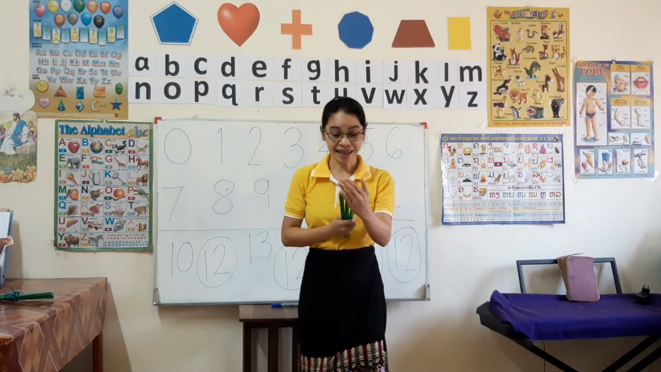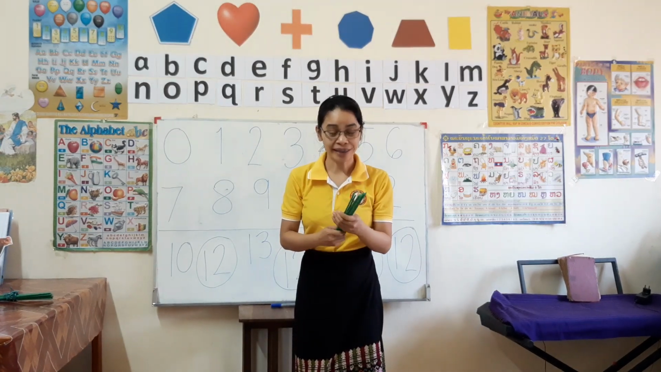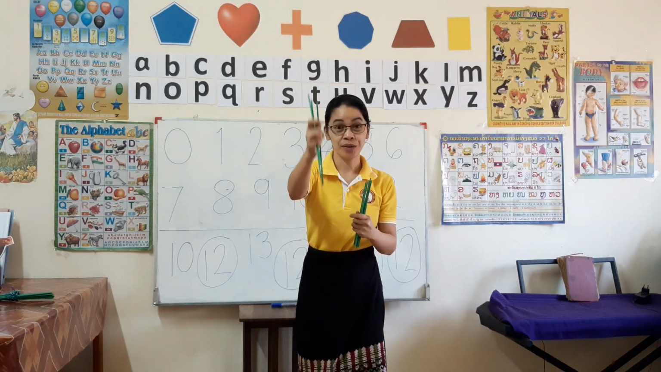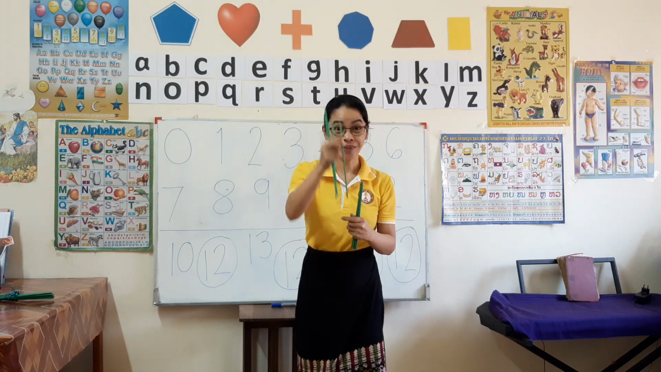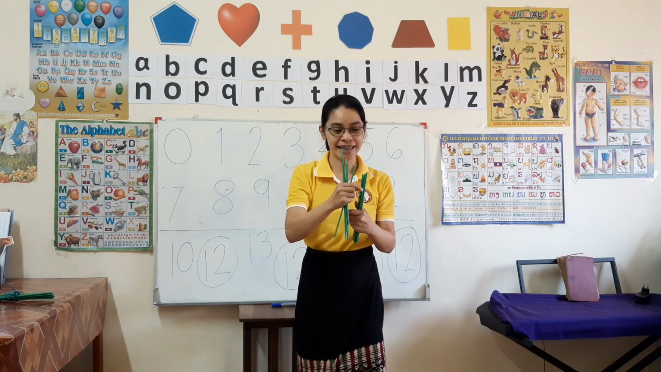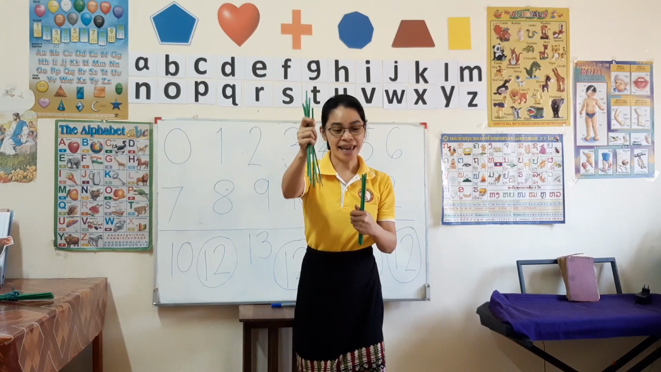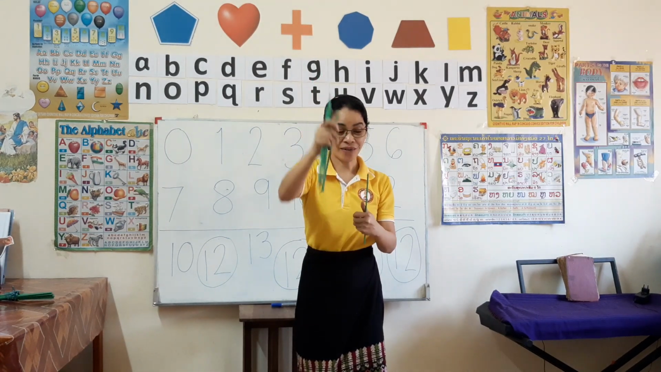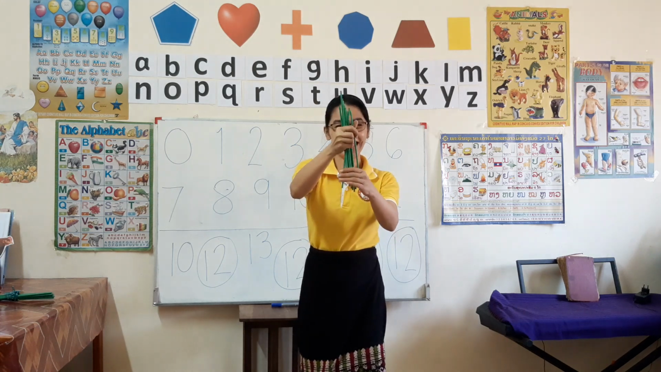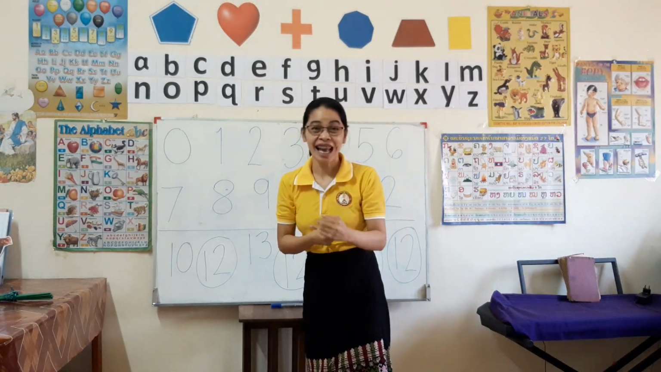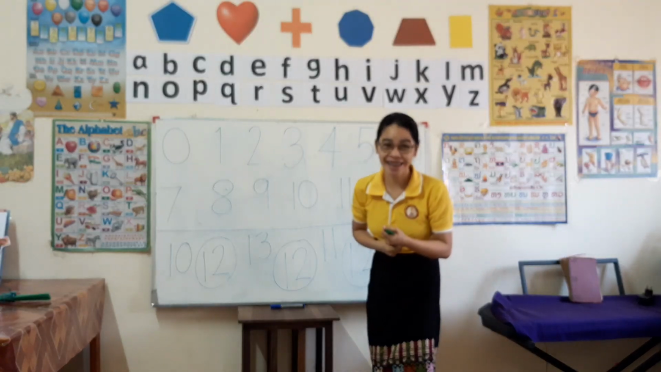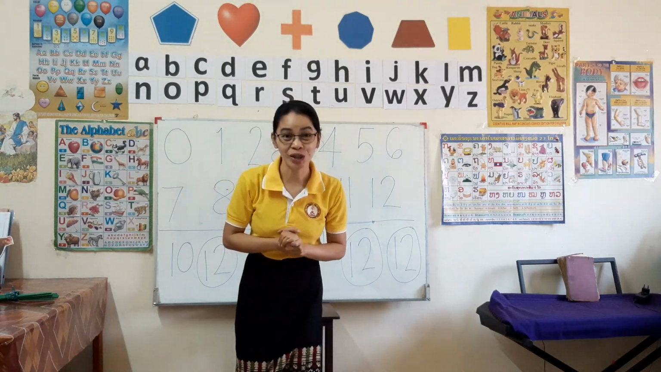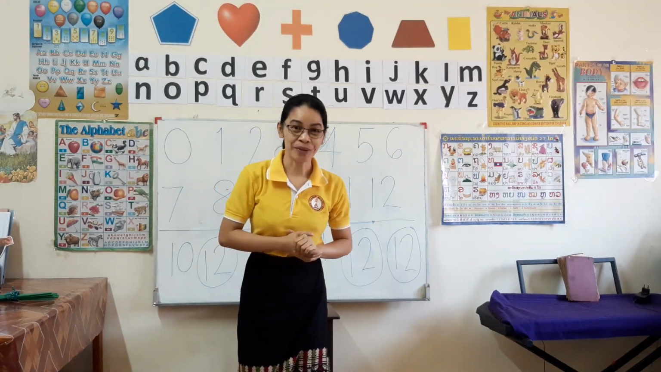Okay. And let's try to count it all. Look at it. Can you see the teacher? Teacher is counting one by one, yes? One, two, three, four, five, six, seven, eight, nine, 10, 11, 12. Yay, 12. And this number 12 is our lesson today. So children, can you get your paper and let's try to answer your paper together.